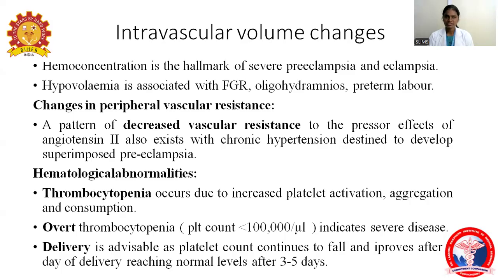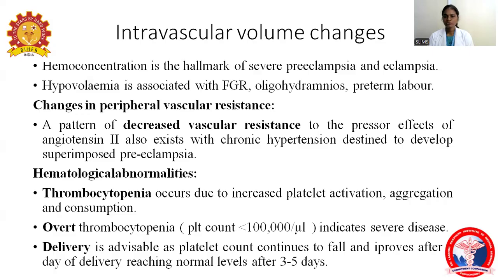Intravascular volume changes. Hemoconcentration will be the hallmark of severe preeclampsia and eclampsia. Hypovolemia will be associated with FGR, oligohydramnios, and preterm labor. There will be changes in the peripheral resistance also. A pattern of decreased vascular resistance to the pressor effects of angiotensin II will be present in case of chronic hypertension.